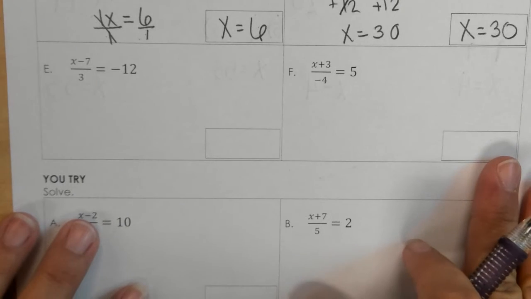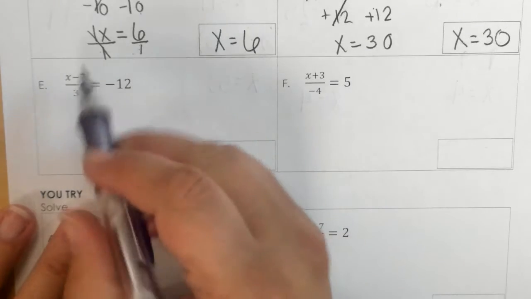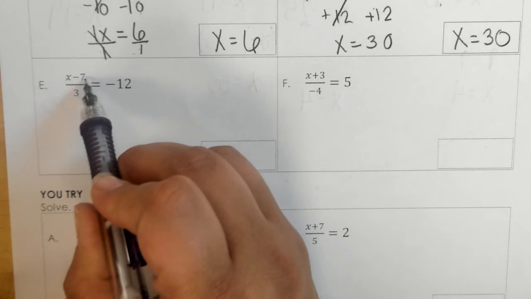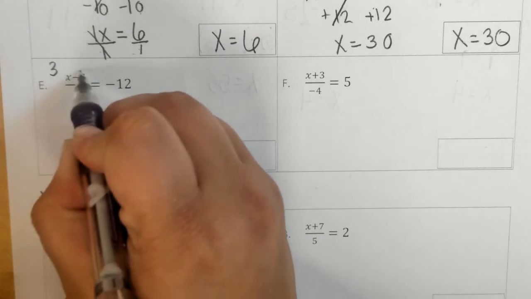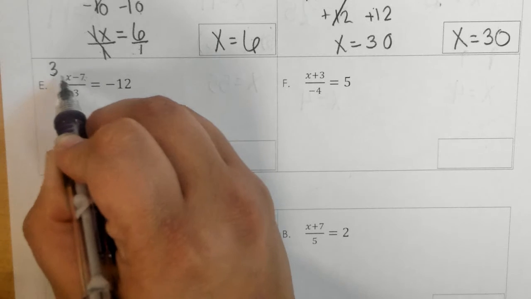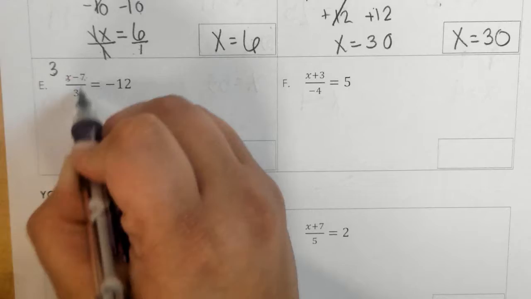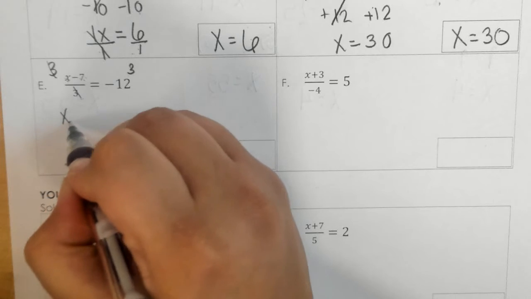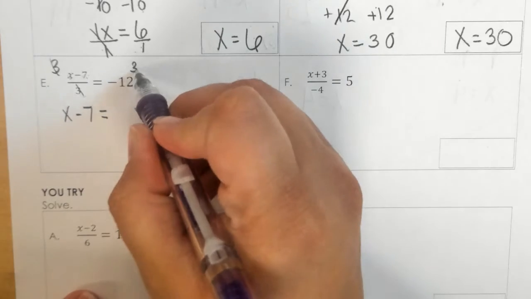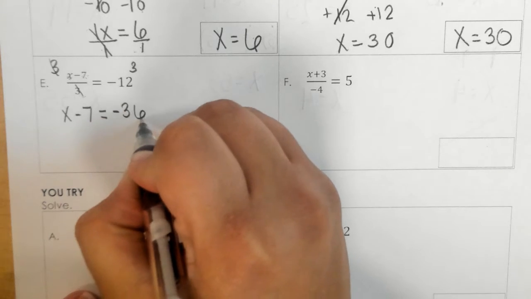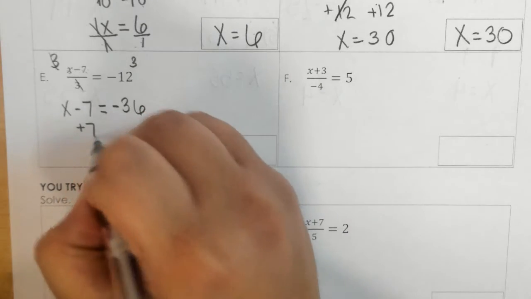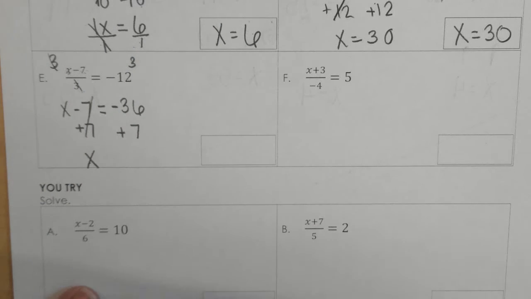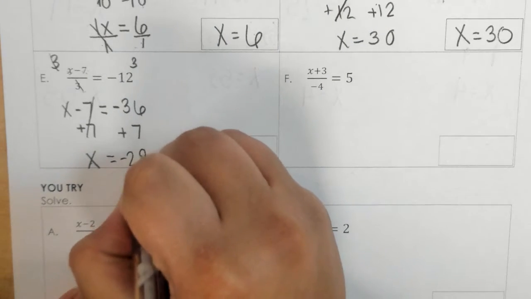Okay, now for E and F, for these, you can see that this 3 is under both of these, so this whole expression. So you multiply the whole fraction by 3, not each part of the fraction. The whole fraction by 3. And then here as well. So then the 3's cancel, and we have x minus 7. And then 3 times negative 12 is negative 36. Okay? So if we add 7 to both sides, we get negative 29.